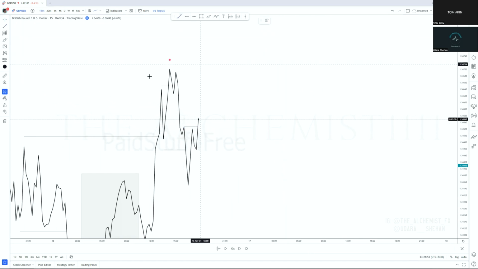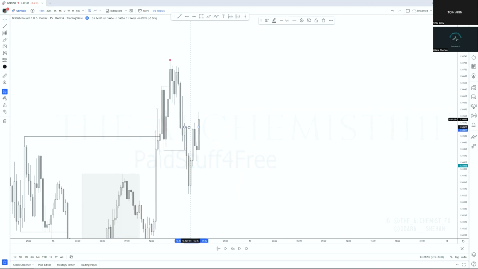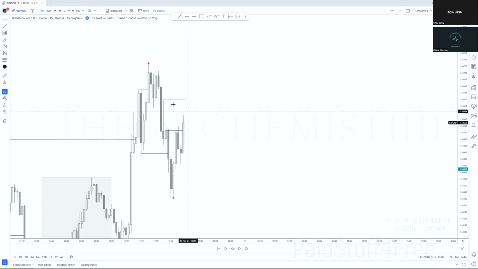Unfortunately, we can't go to the 5 minute, that's why I'm showing it to you on the line chart. There we go, then this is our range. Can you understand that? And then this long wick right here was the what? Internal range liquidity, on the 5 minute.